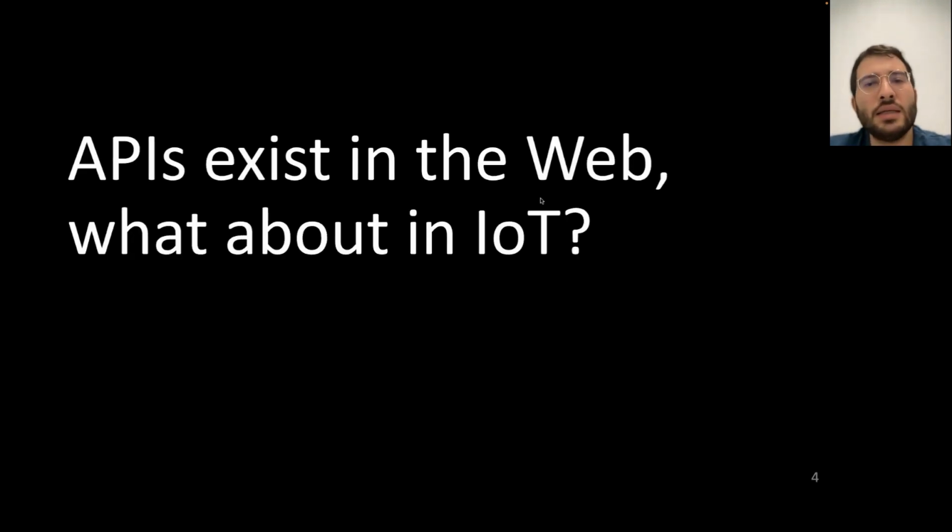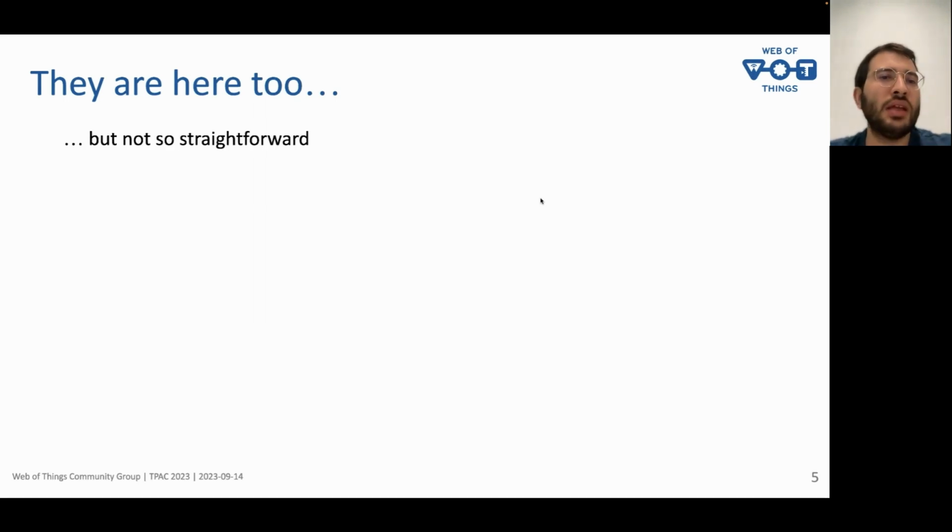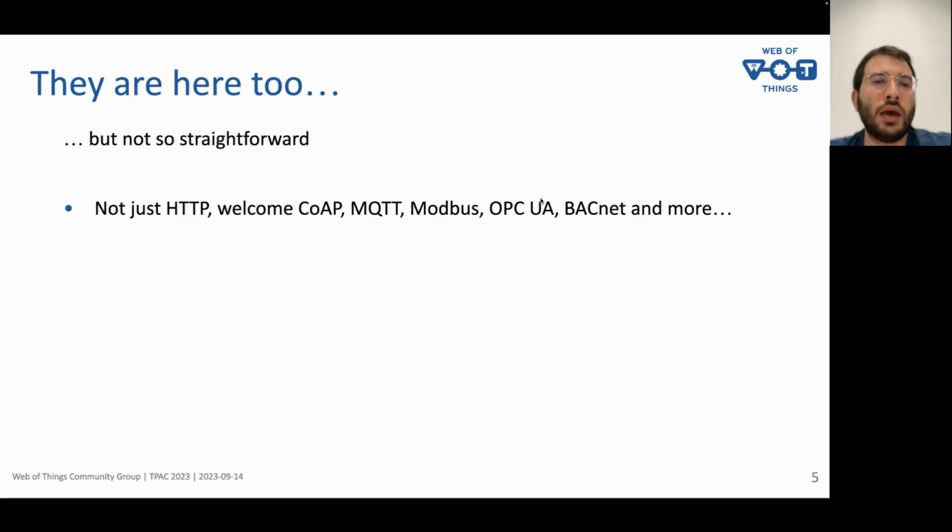So in the end, the APIs have existed in the web for many years, but let's think how it looks in the IoT space. They are also here, so it's no surprise. However, it's not as straightforward as you would have in the classic web. We don't have only HTTP, we have to welcome other protocols like CoAP, MQTT, and old ones like Modbus, or more automation-related protocols like OPC-UA, or more building management and automation protocols like BACnet. And this list will keep on growing, so it's just how it is.